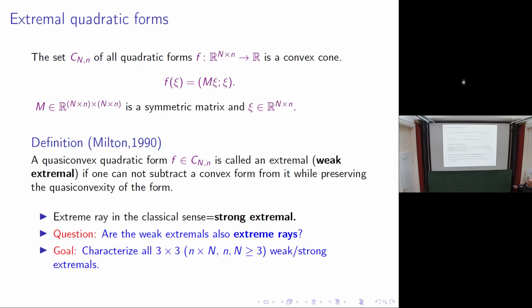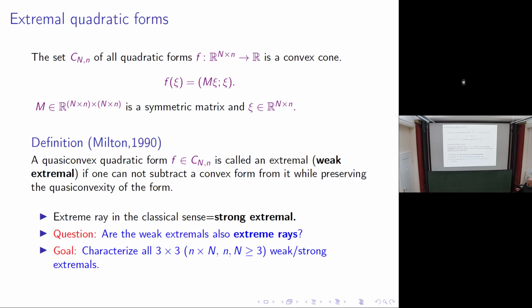Okay, so let's denote by C_NN the set of all quasi-convex quadratic forms, n by n, and this is a convex cone. And M is a fourth order tensor, or a symmetric matrix, of size n times n.